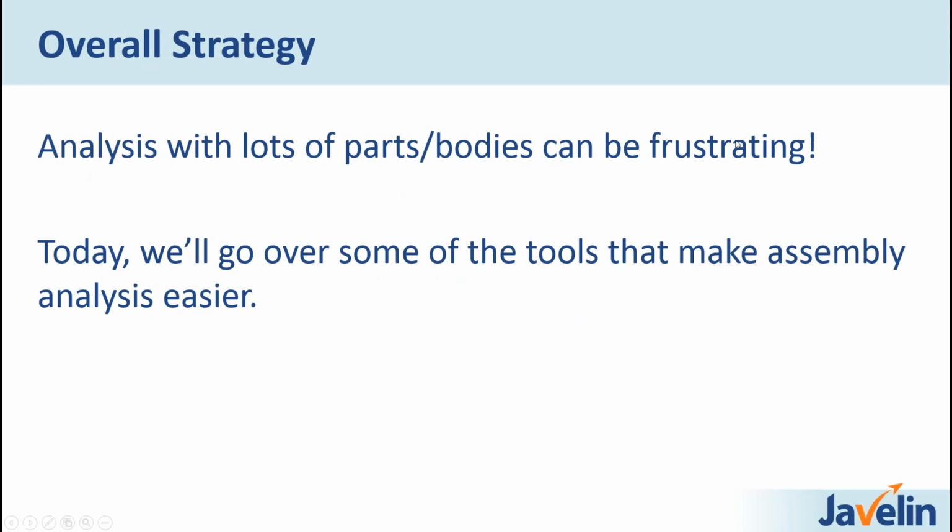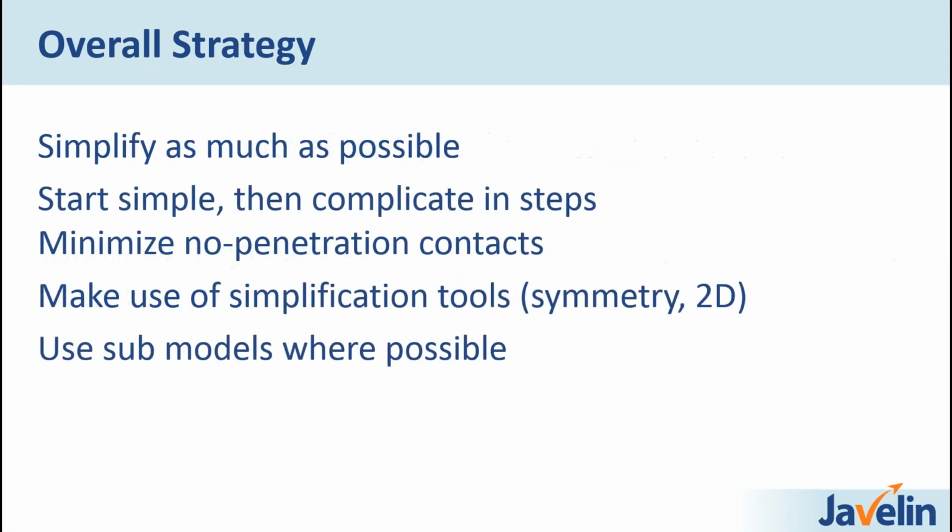Now, as we know, analysis with lots of parts and bodies can be frustrating, and one of the things that is going to make that easier, guys, is starting with simplification. We'll talk about this as we go, but simplify as much as you can. If you're trying to analyze a 100-part assembly, you probably have some components in there that could be taken out. Probably a lot of components.